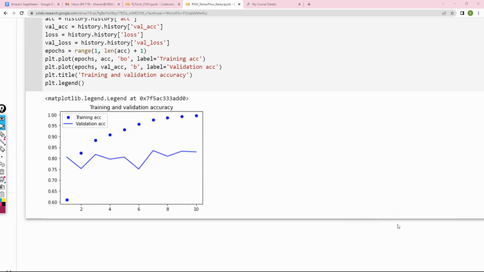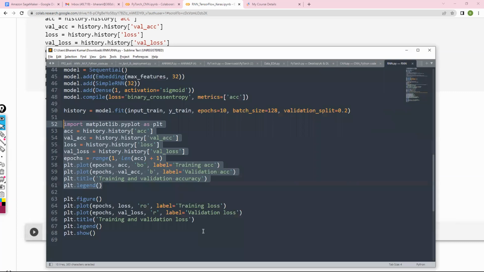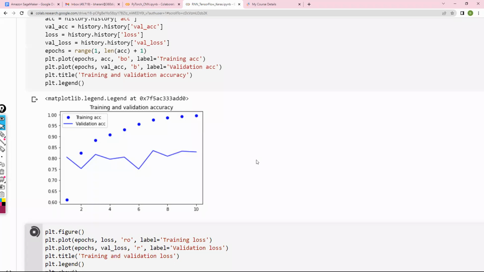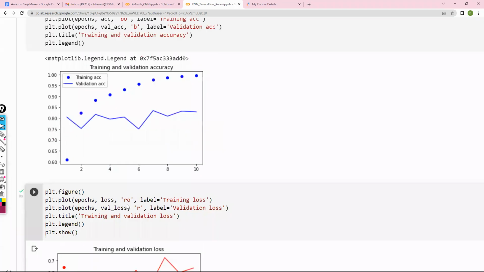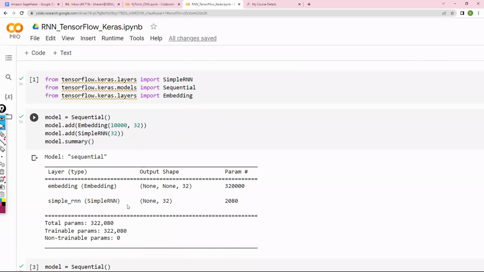So you can also do the same run for the loss, and you can easily figure out that after the 3rd epoch, the training loss versus validation loss have been diverging, and the difference between these 2 has been increasing substantially. So this is all we had.